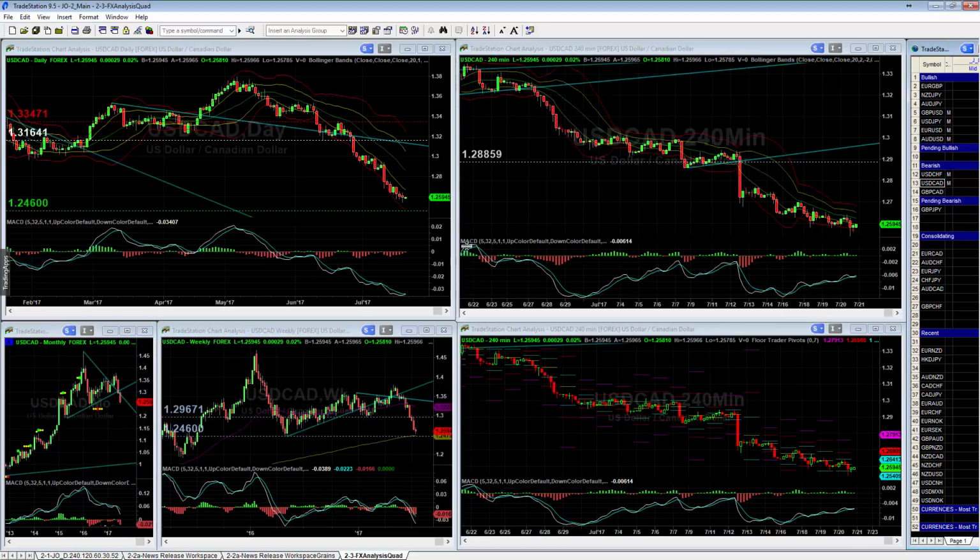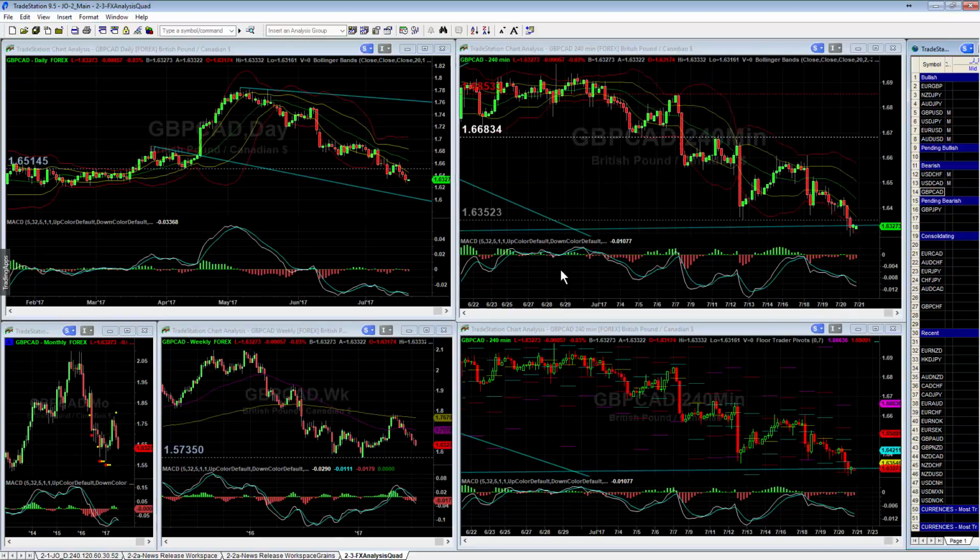And also moving lower is the dollar loonie. It's heading down towards the previous support of 1.246. We're just about there, and we're starting to lose a little bearishness on our 240, but we're still looking quite bearish on our daily and our weekly. And also staying bearish is our pound loonie, and that's moving down towards the 1.57350.